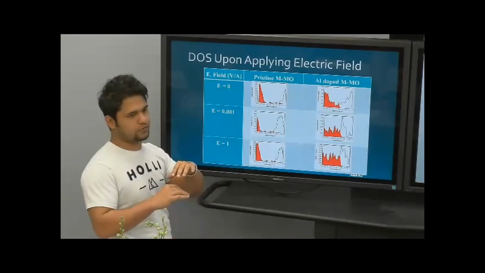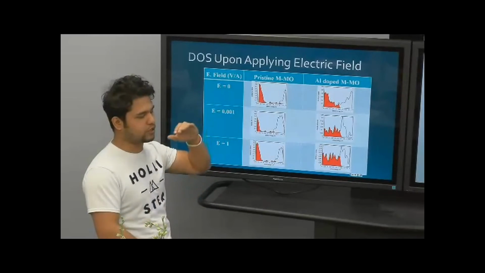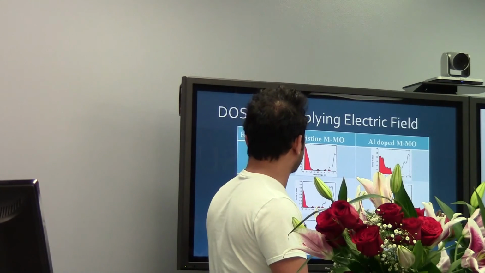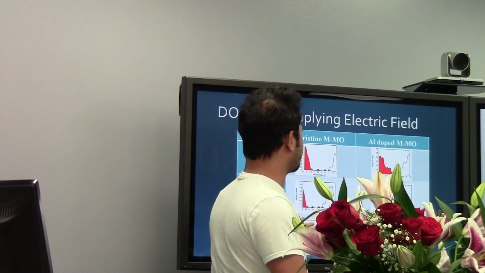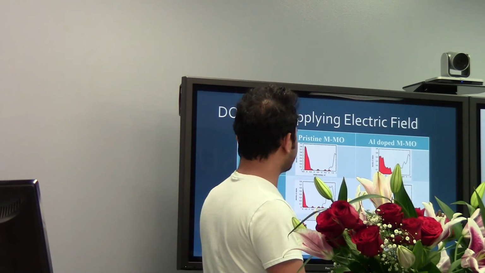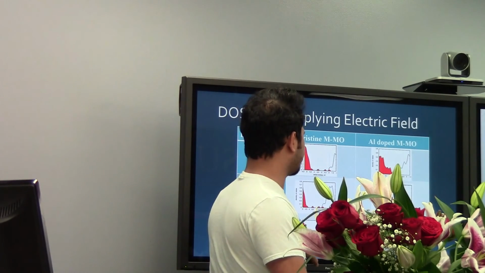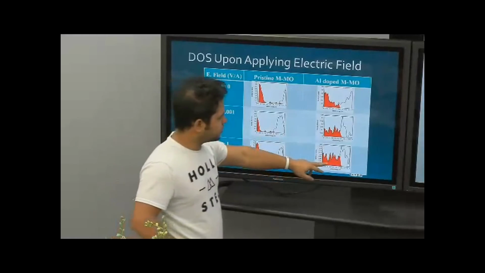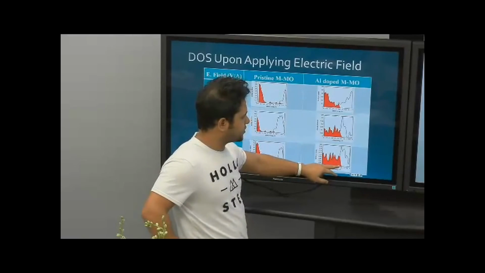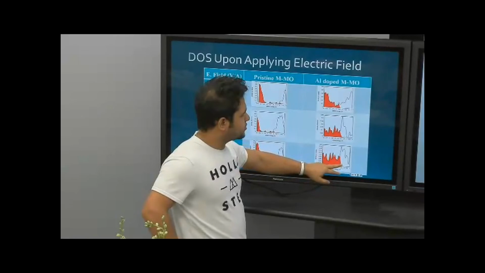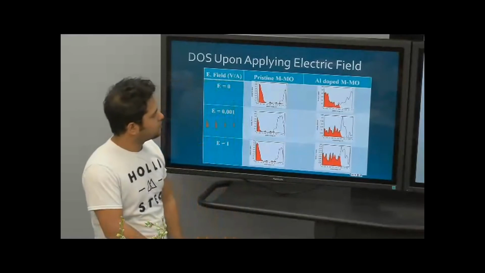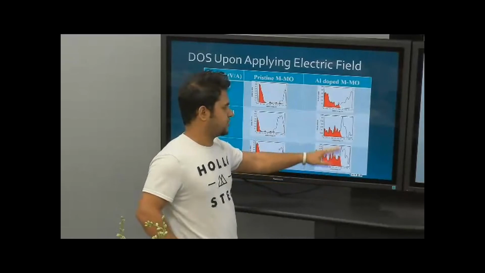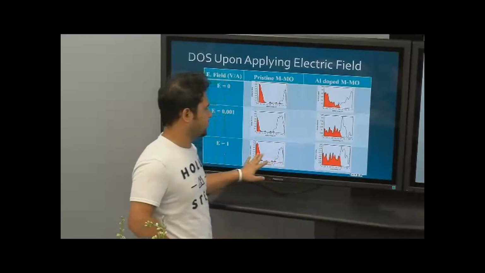Z direction means from the metal oxide to the metal direction. In that case, I saw that in the undoped system, applying the electric field didn't change the energy level that much. But in this doping system, it increased the occupation of the unoccupied orbitals with electrons. The excited electron is much more than compared to this one.